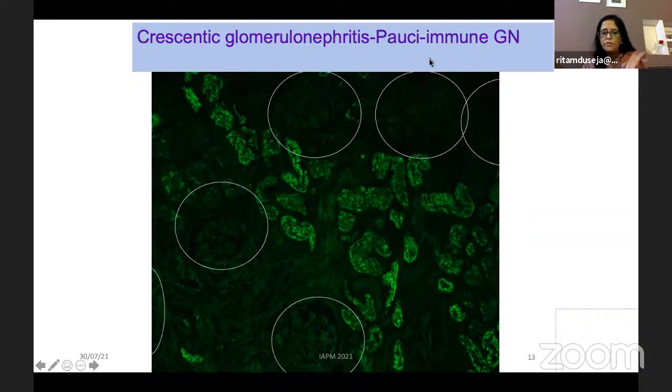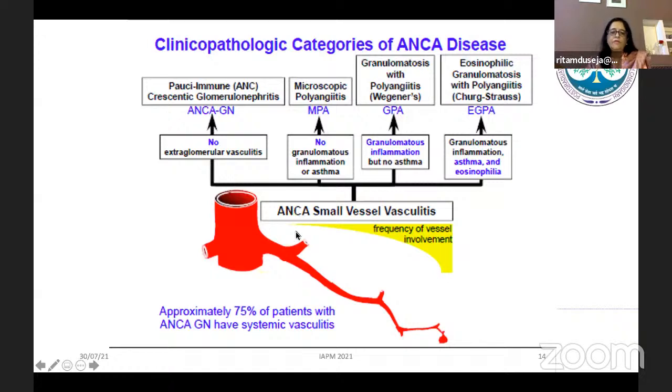Now, how do I go about it further? So once we have proven that this is post-immune crescentic, now we have to look at the other symptoms. If there are no systemic symptoms, it will be a renal limited post-immune crescentic.